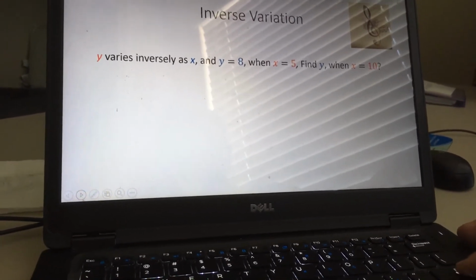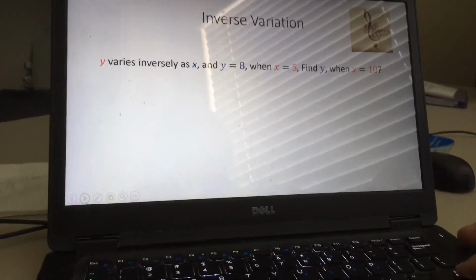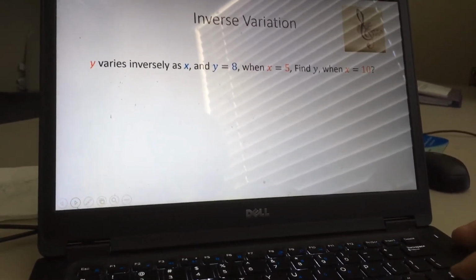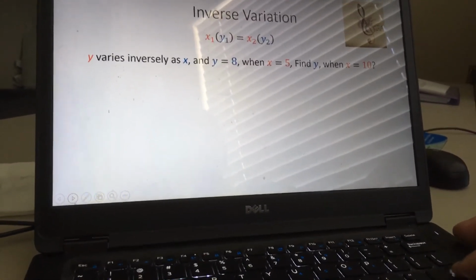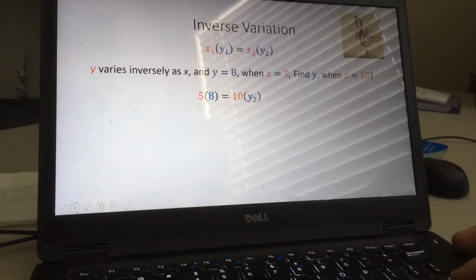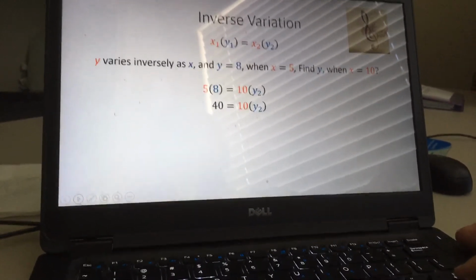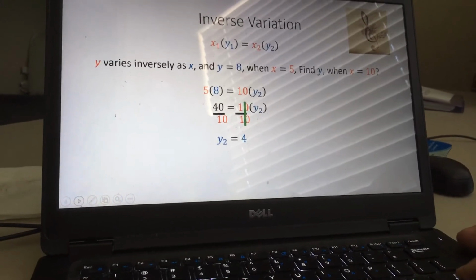So if we work another one, here we have 8 and 5. It varies inversely. Notice the keyword there says inversely, not direct. This would be 8 times 5 equals the 10 times the y. So 5 times 8 is 40, divided by 10 is 4.